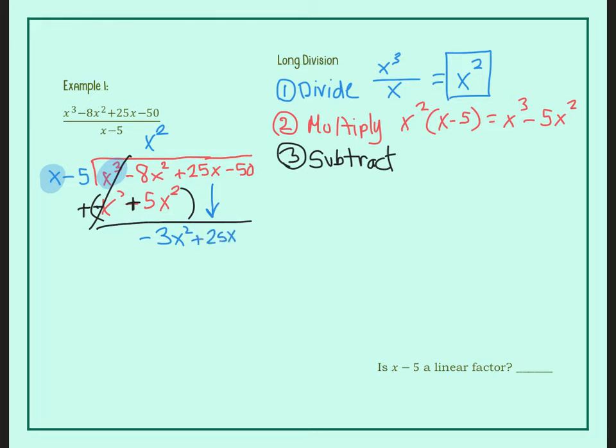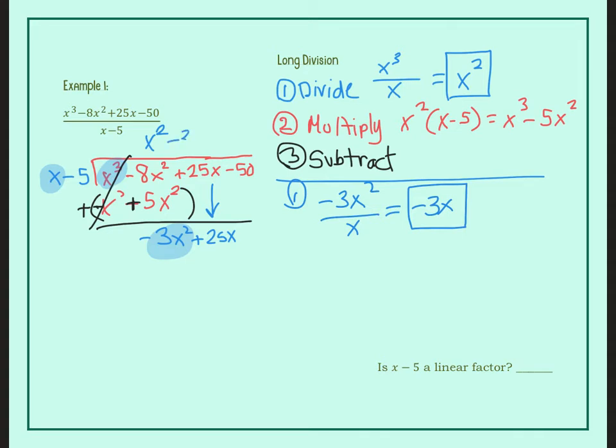Okay, and we're going to start the process all over again. Step 1, we're going to divide the first term by this first term. So we're going to start the process by doing -3x squared divided by x. When we divide them, we get -3x. Remember, whenever you divide, it is part of your answer.